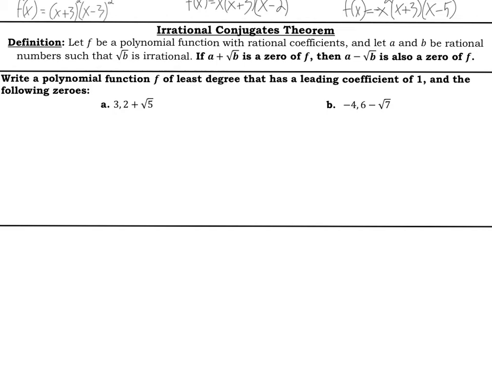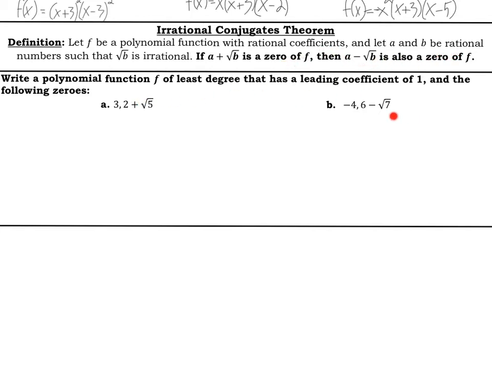So here, the last group of examples I'm going to do deals with the irrational conjugates theorem, which states, let f be a polynomial function with rational coefficients and let a and b be rational numbers such that the square root of b is irrational. So that's like you're taking the square root of a prime number. But the important part is this. If a plus square root of b is a 0 of f, then a minus the square root of b is also a 0 of f.